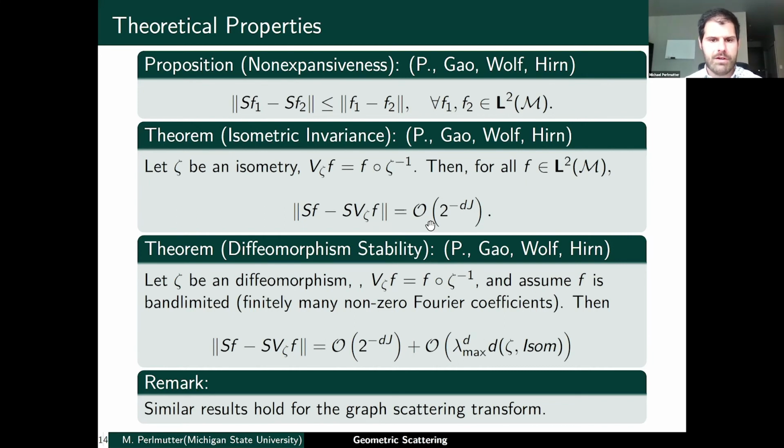Lastly, we also want the notion of stability. So here, rather than composing a function with an isometry, we're going to compose it with a diffeomorphism, and the amount the representation will change will depend on the scale of the low-pass filter, and also a quantity which depends on how far away the diffeomorphism is from being an isometry. And the last thing I'll say before I wrap up is that similar results are all provable for the graph counterpart, the graph scattering transform.